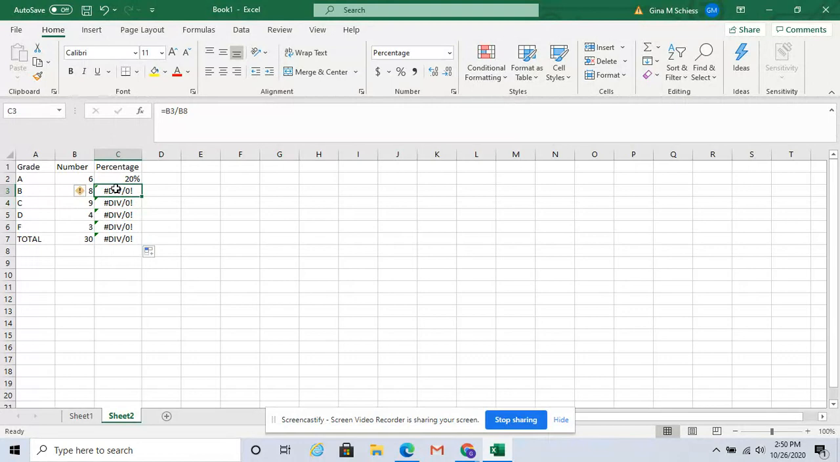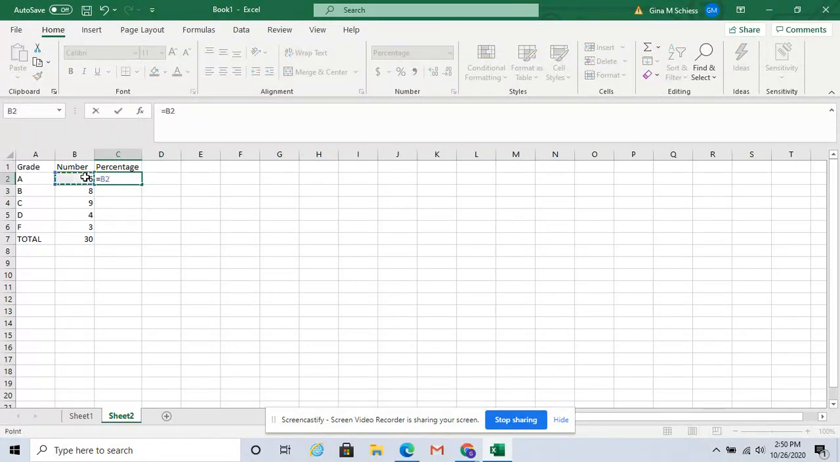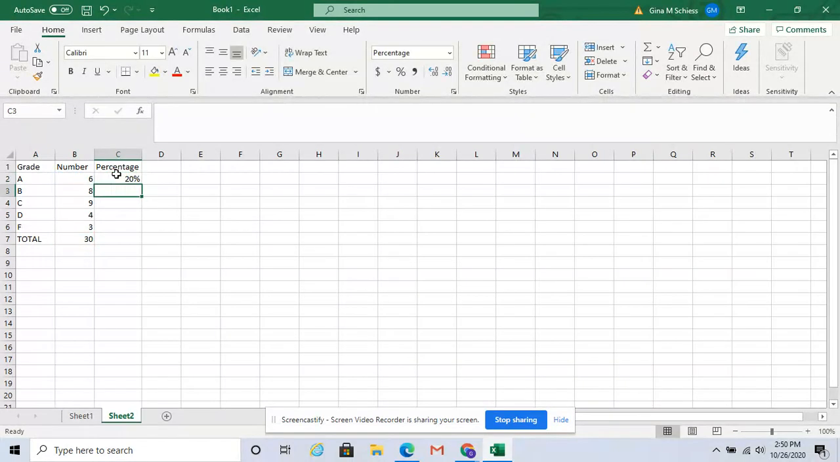So how do we fix this? Let's erase this and go back up here. The way you can tell an absolute cell reference from a relative cell reference is that it has dollar signs in it. So I'm going to say equals B2 divided by, and instead of B7, I'm going to say dollar sign B, dollar sign 7. I still get the right answer, 20%.